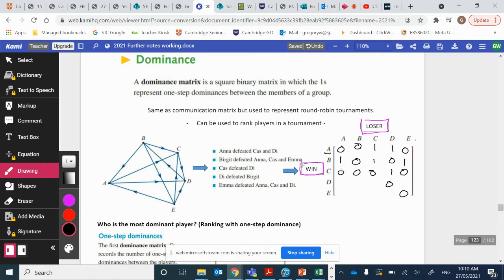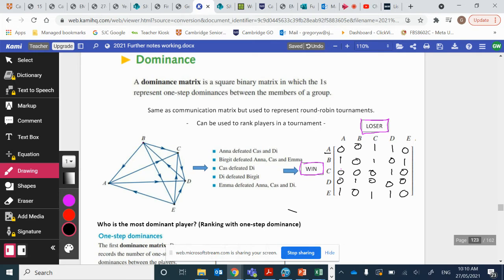D beat A. No. D beat B. Yep. D beat C. No. C beat D. And D beat E. No. So D's only actually won 1 game. And E, that was actually quite successful because it's beaten D, it's beaten A, and it's beaten C. So did E beat A? Yep. Didn't beat B. Beat C, beat D, and it can't beat itself.